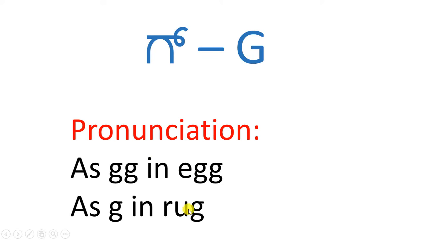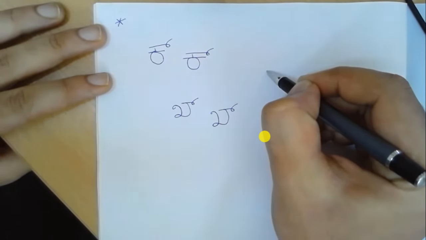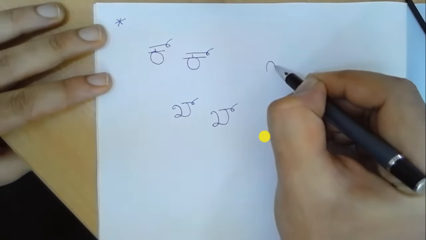As G in rug, so it is easy to pronounce rug. But then if you are asked to pronounce the G without the RU, it is difficult to pronounce. So g, g. So that is how the root consonant g is pronounced. Okay, so let us see how to write it. So the third root consonant g is written like this.